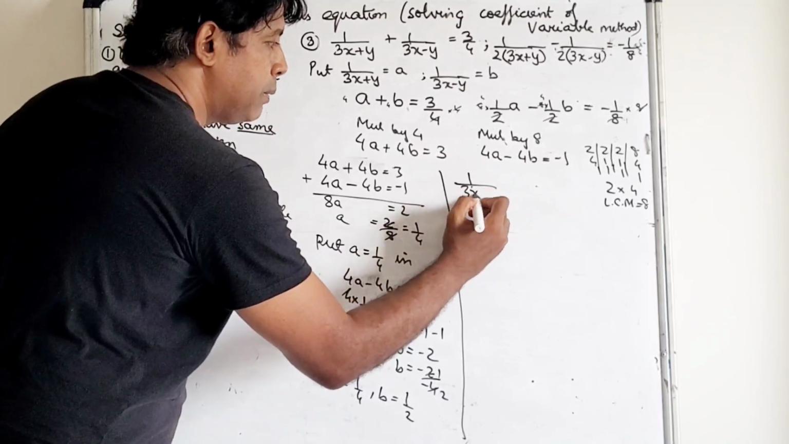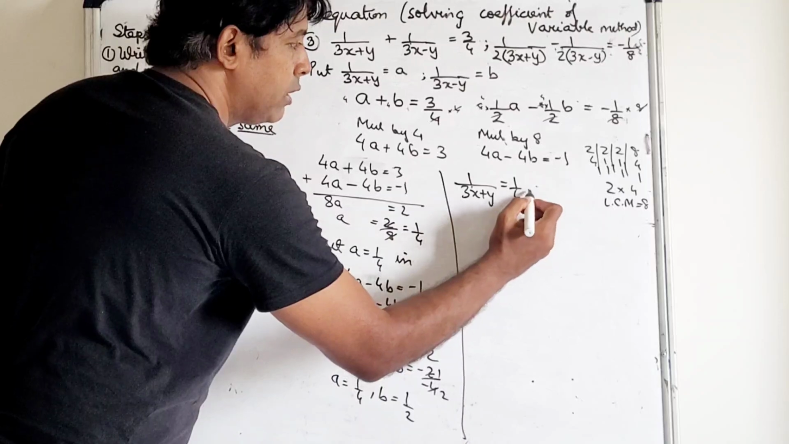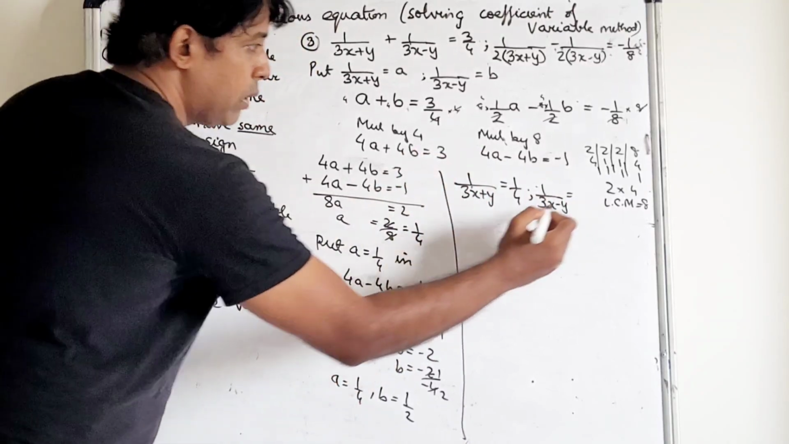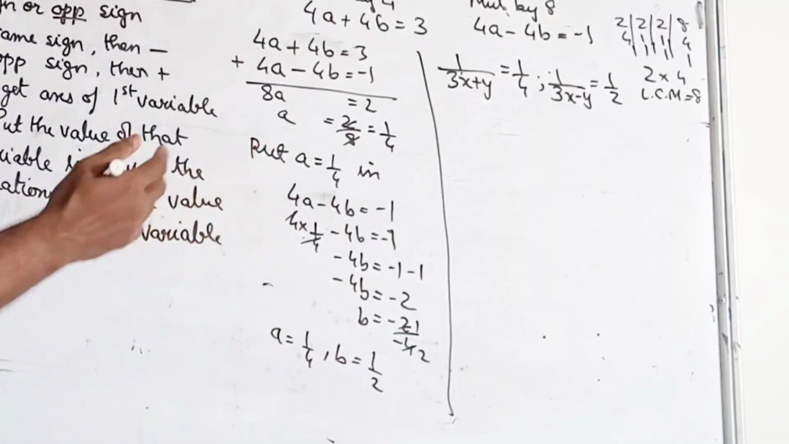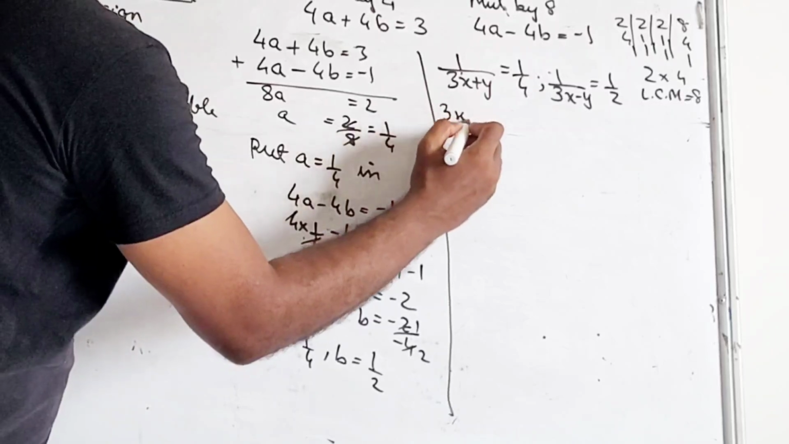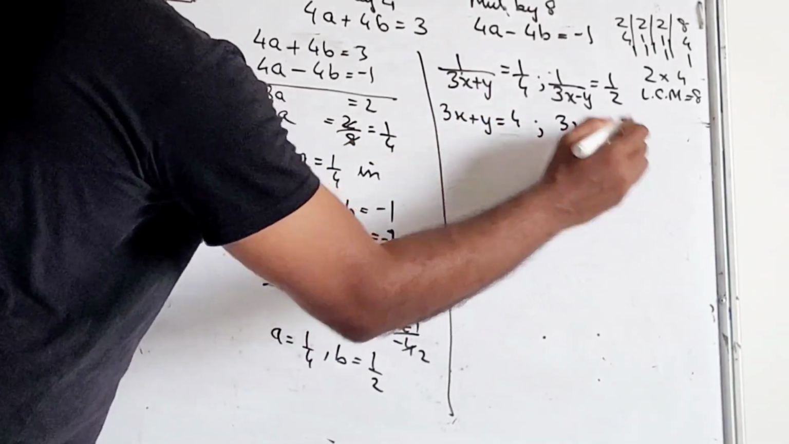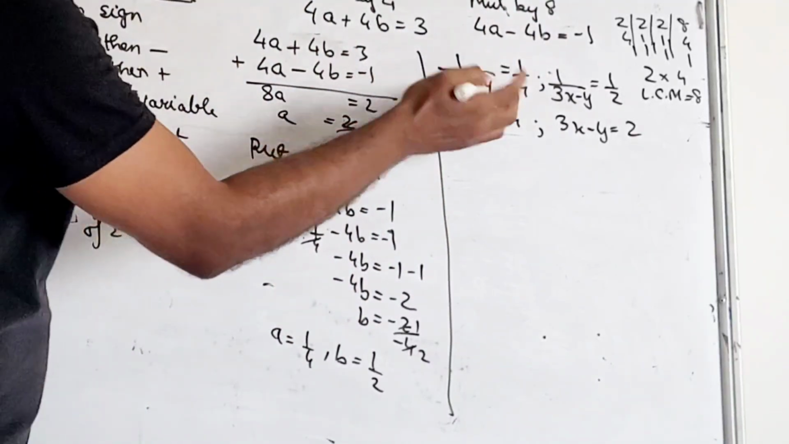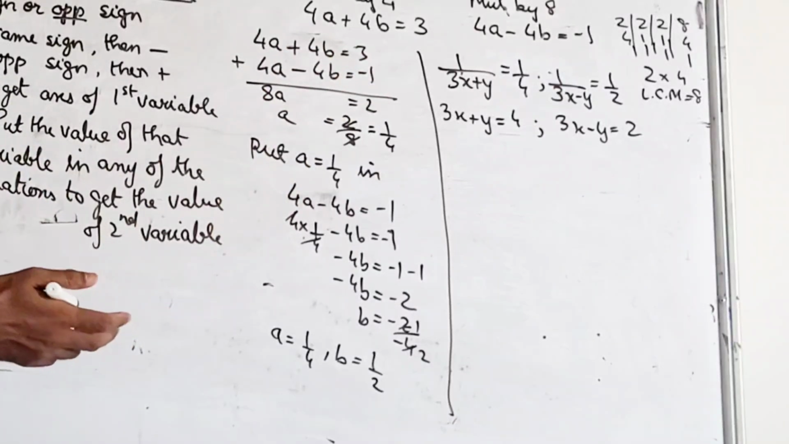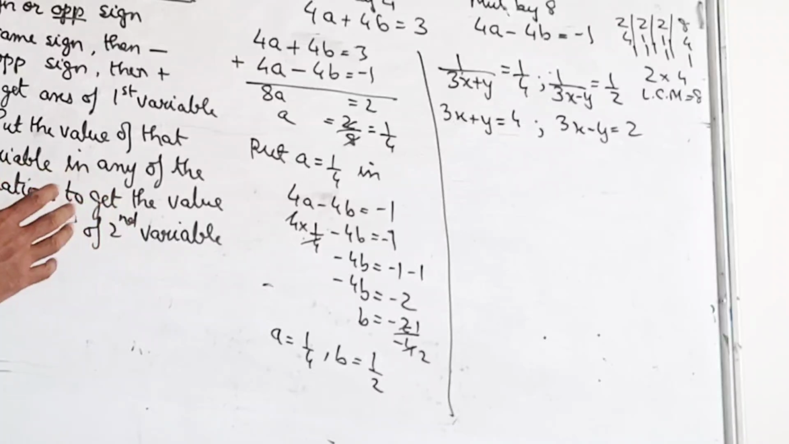1 upon 3x plus y, its value is a, that is 1 upon 4, and 1 upon 3x minus y is equal to b, that is 1 upon 2. So just take the invertendo of this. So it's going to be 3x plus y would be equal to 4, and 3x minus y is equal to 2. Some people prefer to just cross multiply, means you write this here, write this here, so you'll get the same. Whatever you find easy, whatever suits you, you do it that way.